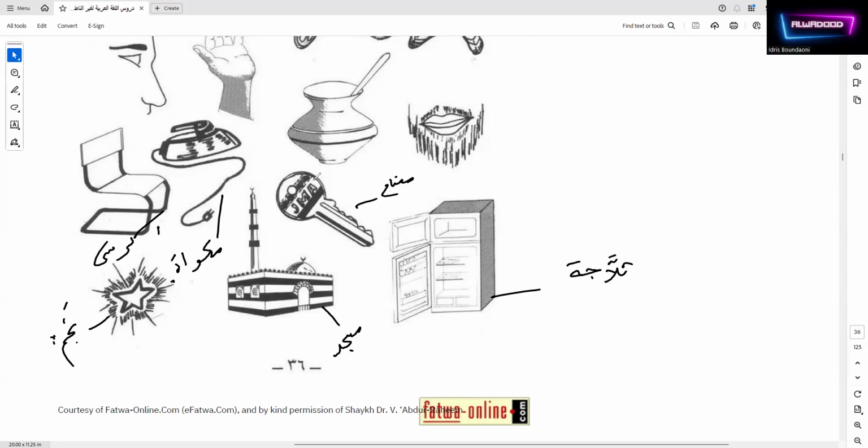So the question is, you ask ma hadha based on the gender, or ma hadhihi based on the gender. Remember, ma hadha is for masculine, and ma hadhihi is for feminine.